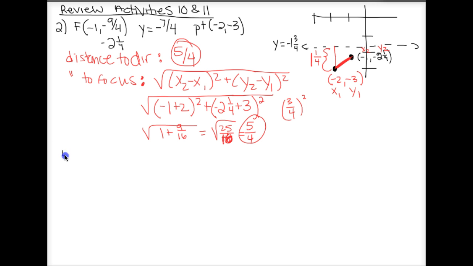Next, some people had a question on number 4, where we were looking at this equation.